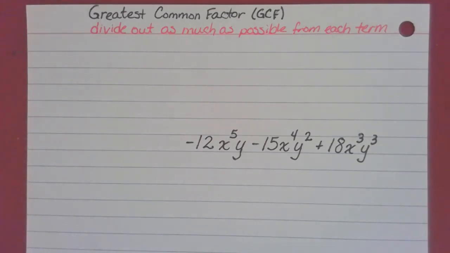So we're going to be looking at this problem, negative 12 x to the fifth y minus 15 x to the fourth y squared plus 18 x to the third y to the third. And we'll be writing out our steps.